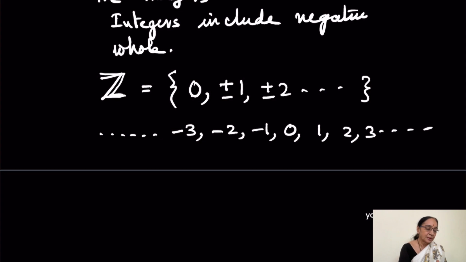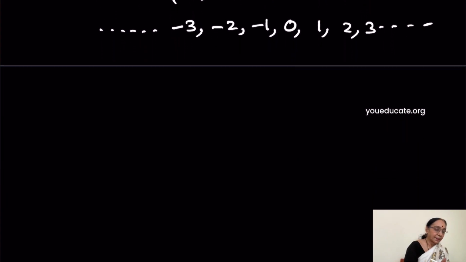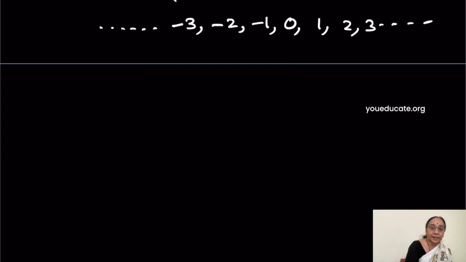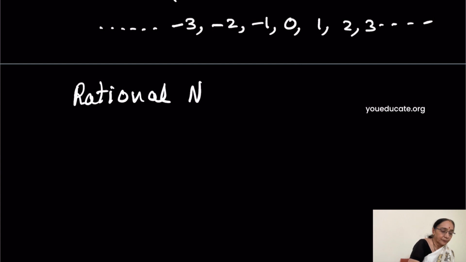You can see here that all the negative numbers are less than 0 and all the positive numbers are greater than 0. Next, what is the next set? We include fractions, both negative and positive fractions. This set of numbers, the fractions, are called rational numbers. And what is the notation for rational numbers? It is the uppercase Q.